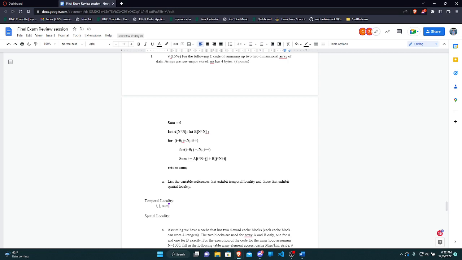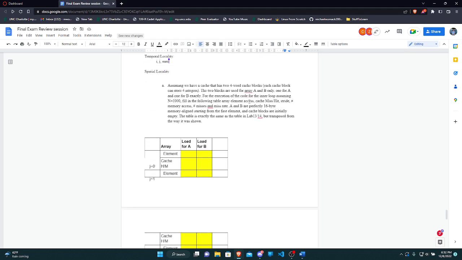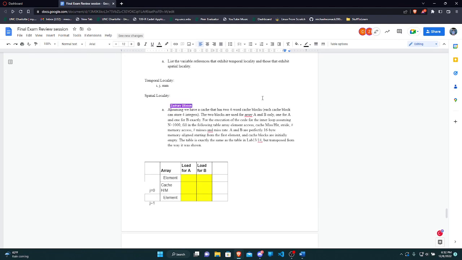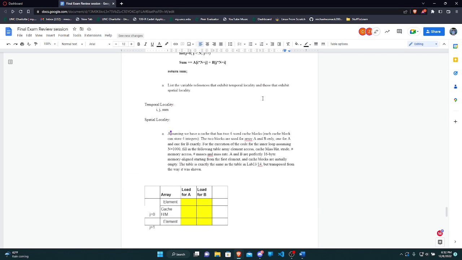But I said I'm going to skip the spatial locality until I've filled out the table for part B. Assuming we have a cache that has 2 forward cache blocks, and each cache block can fit 4 integers. So that's what you want to know, is that each cache block can fit 4 integers. When we try to load something in, we're going to load in an integer, and then it will also load in the next 3 integers to fill out the cache block for a total of 4 integers. So we'll see that later.